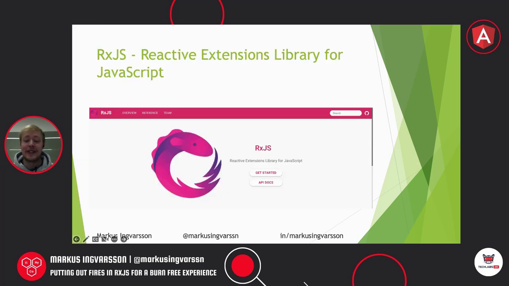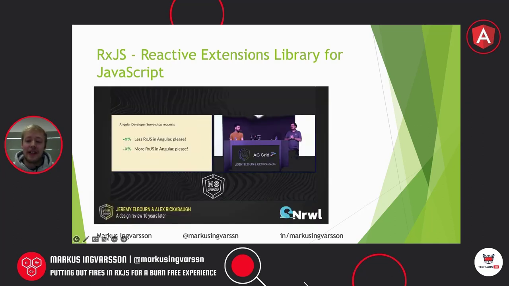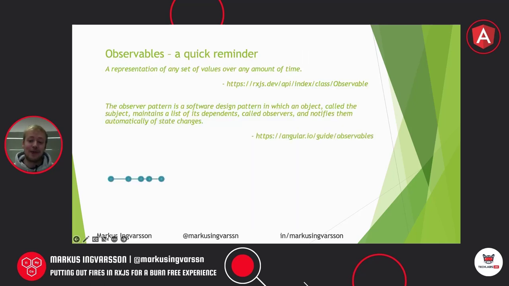RxJS is a reactive extensions library for JavaScript. It's extremely powerful and can be used for really any event-based code in your application. In Angular, it is most commonly used for asynchronous and callback-based code. The library divides the Angular community, which was brought up by Jeremy Elborn and Alex Rickabaugh during this year's ng-conf. However, putting out fires in RxJS will most likely be a necessity for any Angular developer, especially since the more RxJS, the merrier. The bread and butter of RxJS are observables.